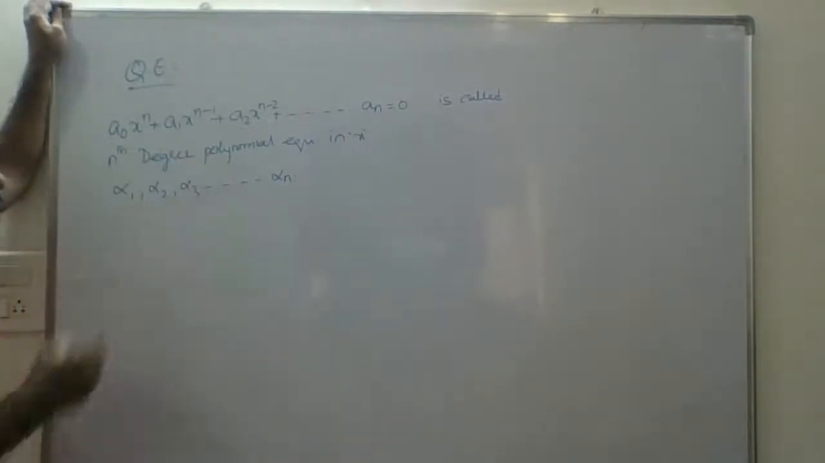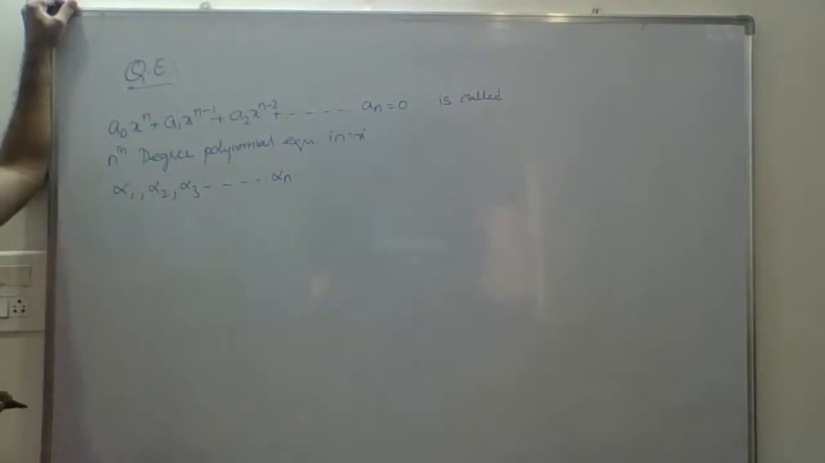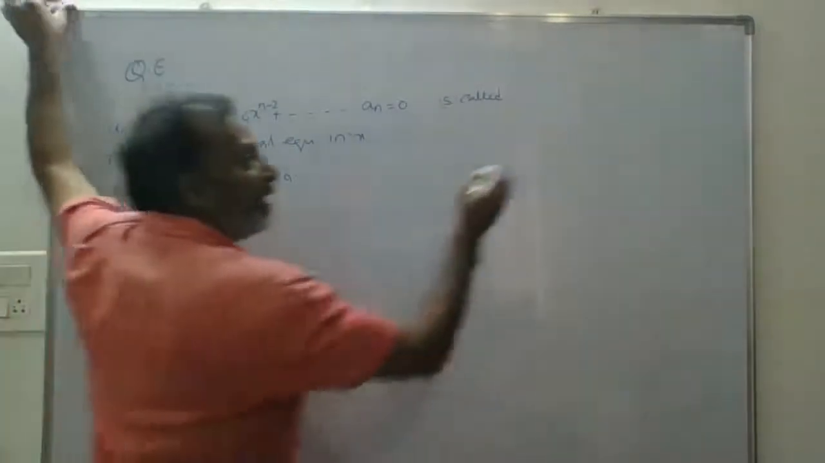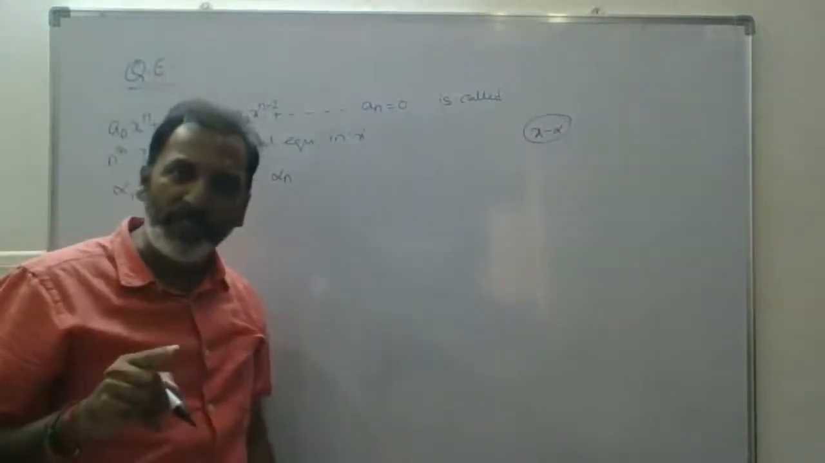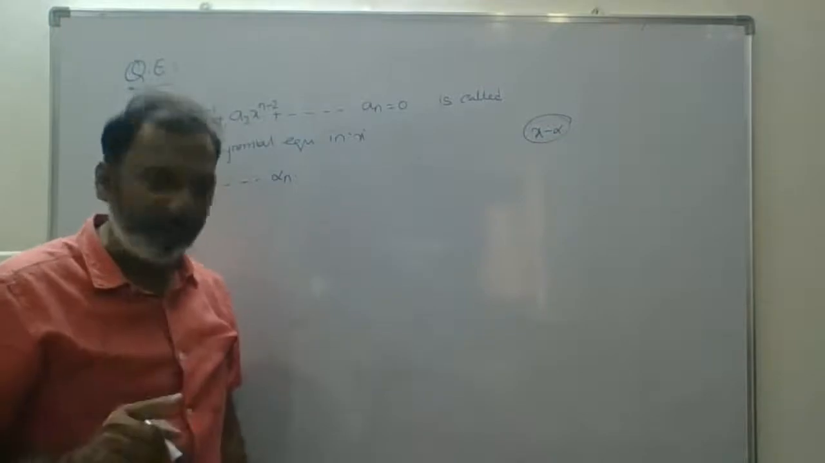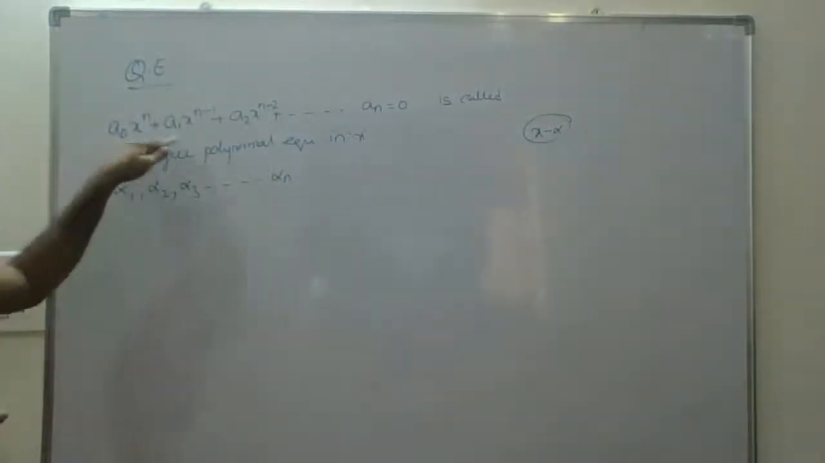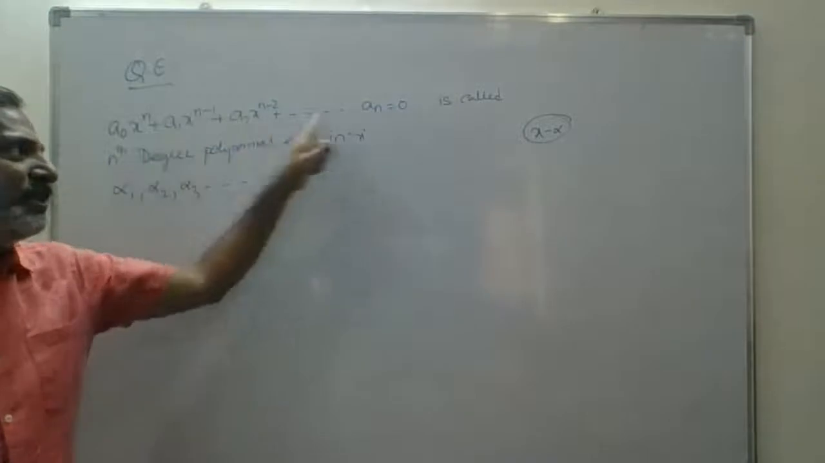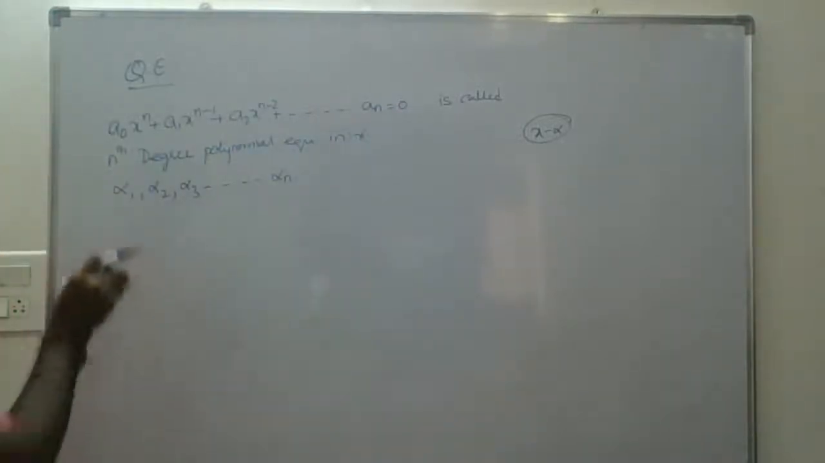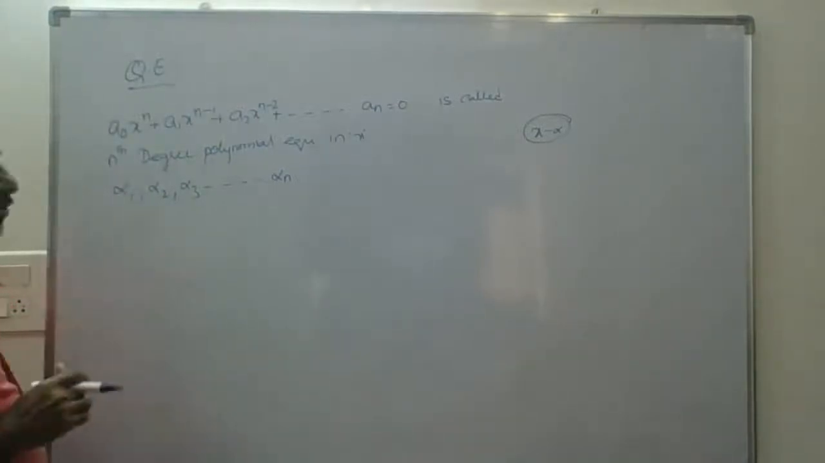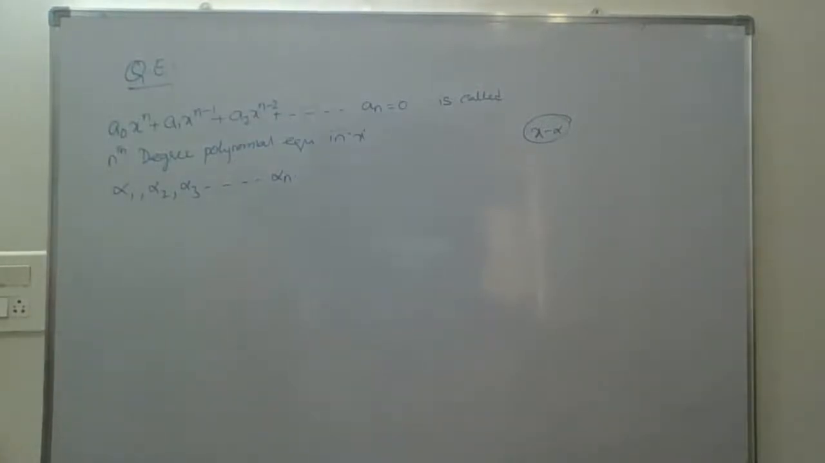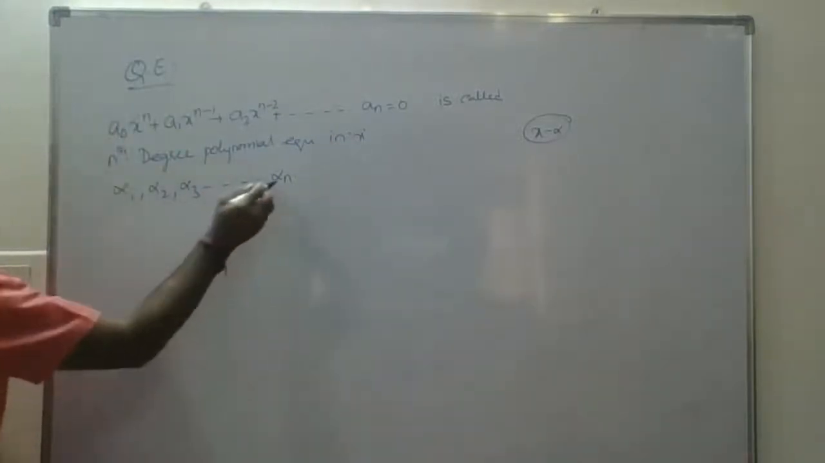These are the roots of the equation. Whenever you come across this, alpha is a root of the equation implies x minus alpha is a factor. Alpha is a root means x minus alpha is a factor. That means if you put the value of alpha, that value satisfies this equation. So alpha 1 is a root means x minus alpha 1 is a factor, alpha 2 is a root, x minus alpha 2 is a factor, and so on. X minus alpha n is also a factor.